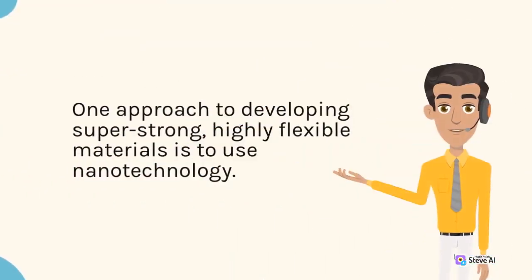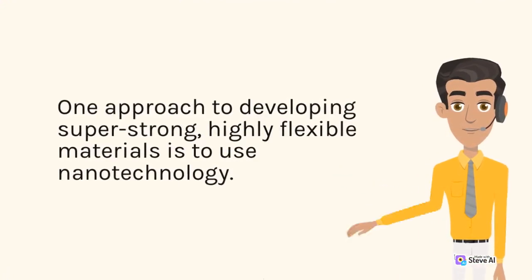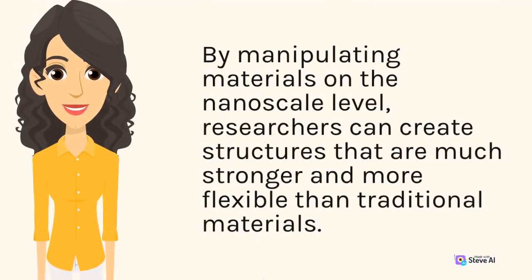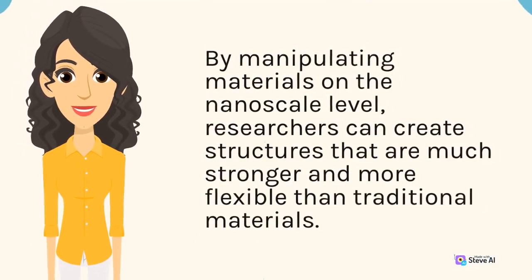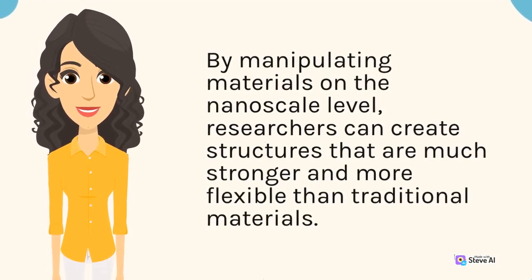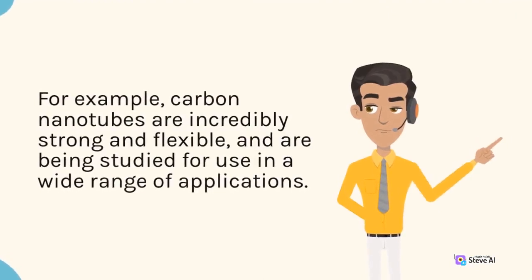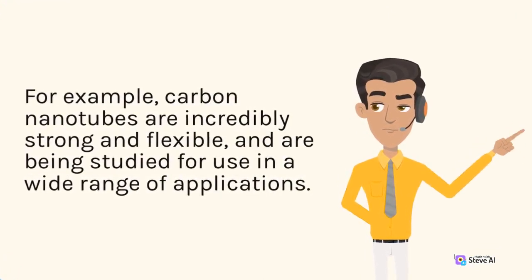Once the desired properties have been identified, scientists and engineers can begin to develop new materials that possess these properties. One approach to developing super strong, highly flexible materials is to use nanotechnology. By manipulating materials on the nanoscale level, researchers can create structures that are much stronger and more flexible than traditional materials. For example, carbon nanotubes are incredibly strong and flexible, and are being studied for use in a wide range of applications.